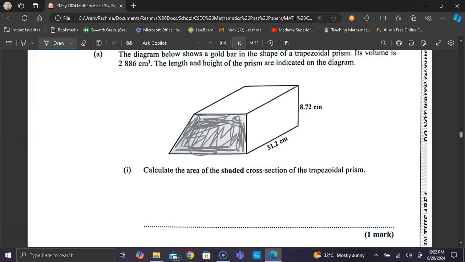Now, let me explain the cross-section. So this shape, the solid, is a trapezoidal prism. So this cross-section is the same throughout the entire length of the prism. So if I were to take a knife and cut or slice this prism like this, let me just show you. If I slice it up like this, the end shape, the shape of the end is always going to be a trapezium.